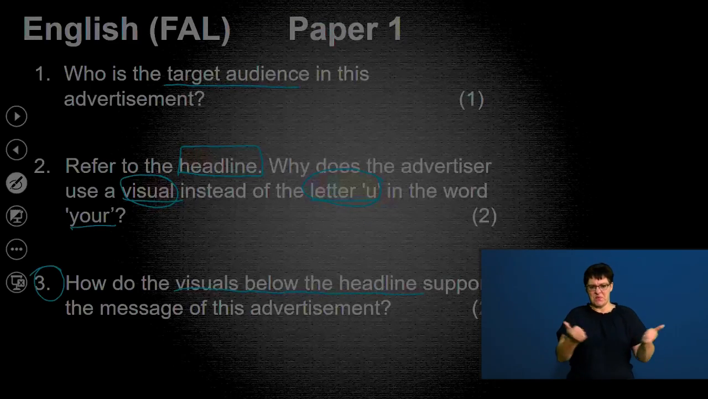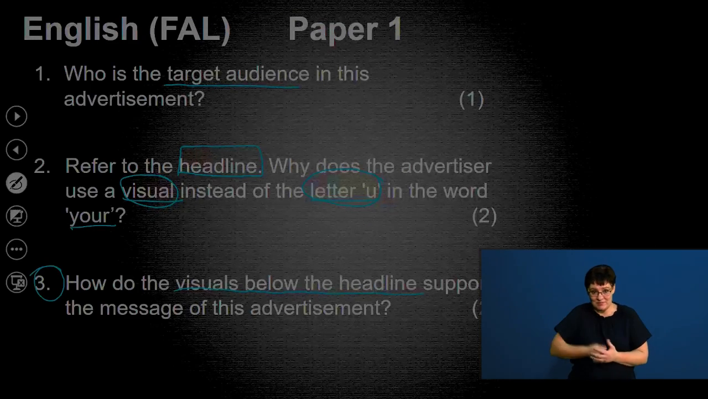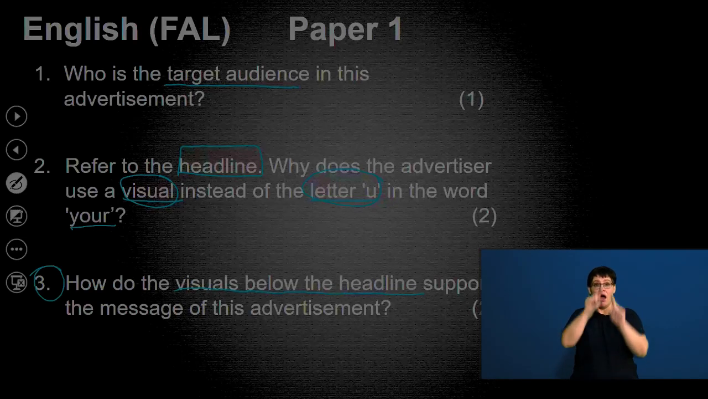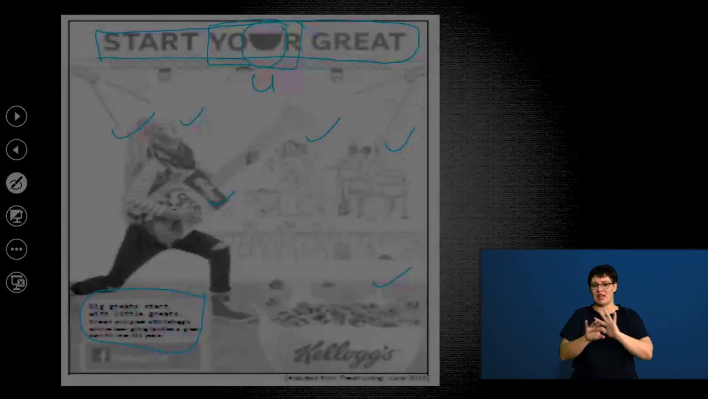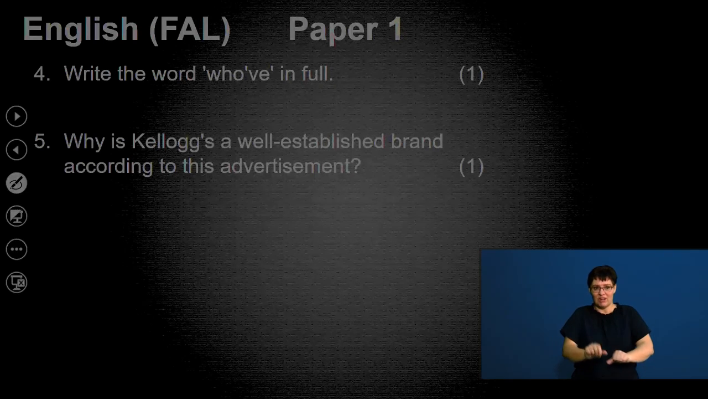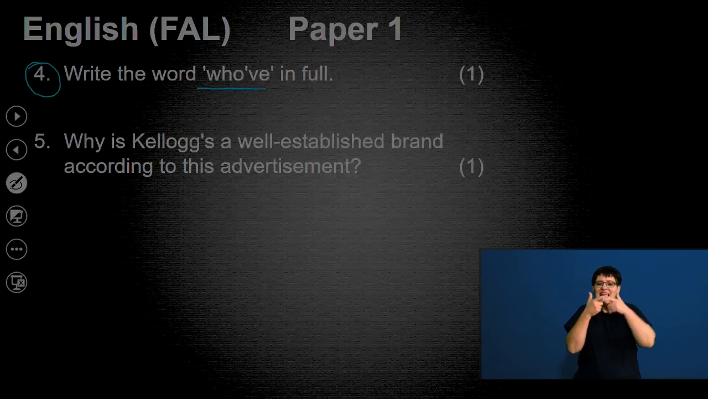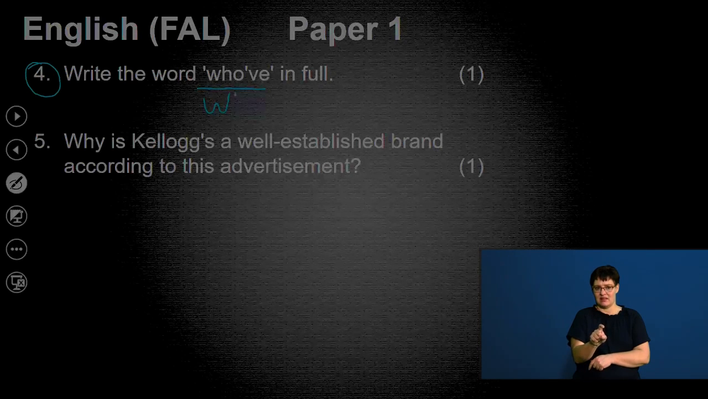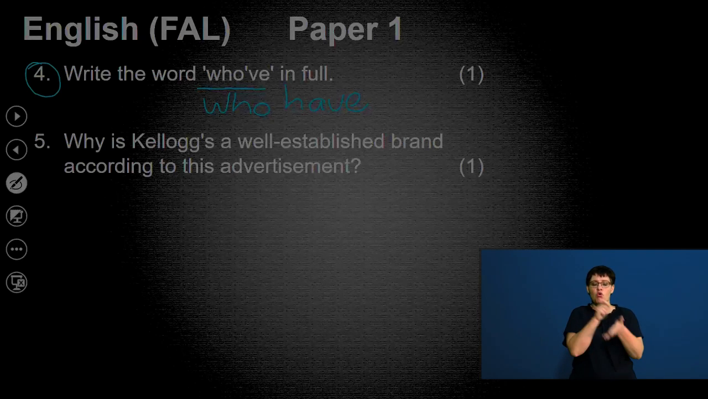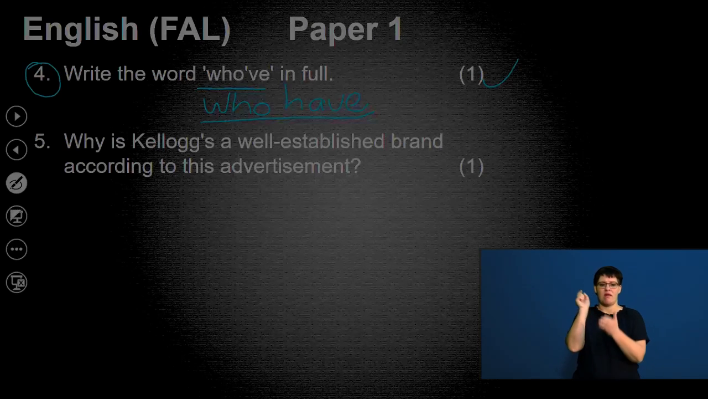Okay, so that basically answers our third question, which is how do the visuals below the headline support the message of the advertisement? So let's go on to the next question, which is question 4. Write the word hoof in full. This is basically a language question, and it translates to who have. So the question actually reads, write the word who have in full, which is actually the answer. That's just 1 mark there, and it's a very simple 1 mark.